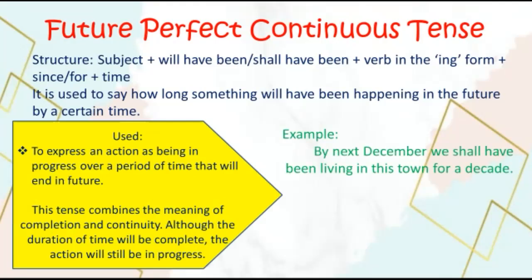It is used to express an action as being in progress over a period of time that will end in future. For example, by next December, we shall have been living in this town for a decade. This tense combines the meaning of completion and continuity. Although the duration of time will be complete, the action will be still in progress. So this shows both completion and continuity.